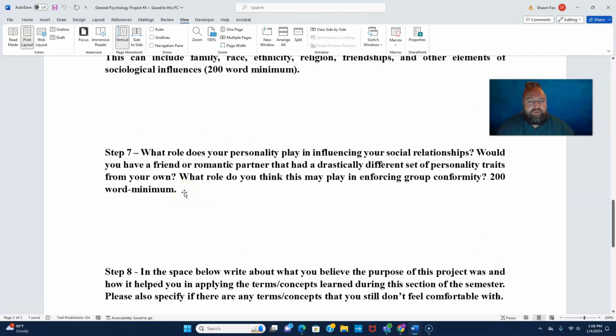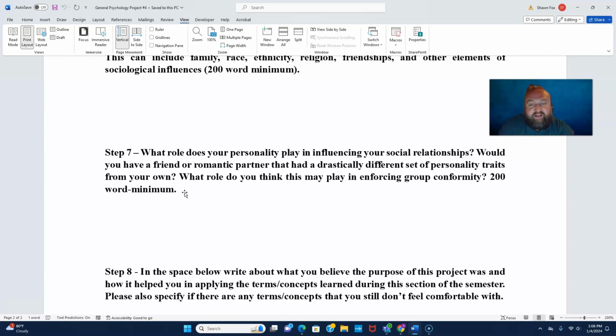Step 7, this is where we're looking at the other element of this, right? So it's interesting because social influences on your personality, or just social influences in general, are reciprocal, right? The groups influence the individuals, but the individuals also influence the groups. So for step 7, what role does your personality play in influencing your social relationships? So in step 6, we're talking about how social relationships influence your personality. Now we're talking about how your personality influences those relationships.